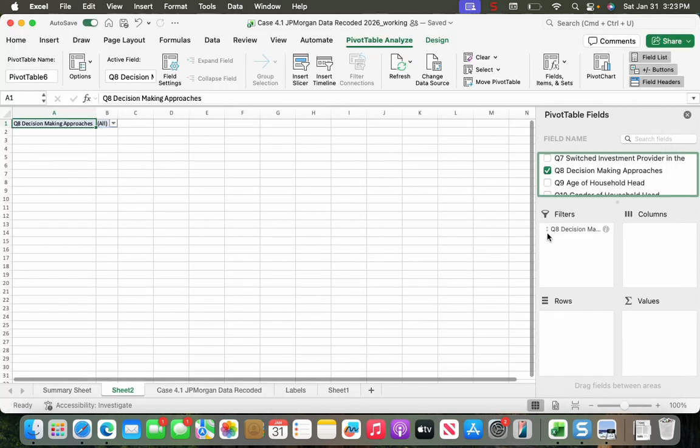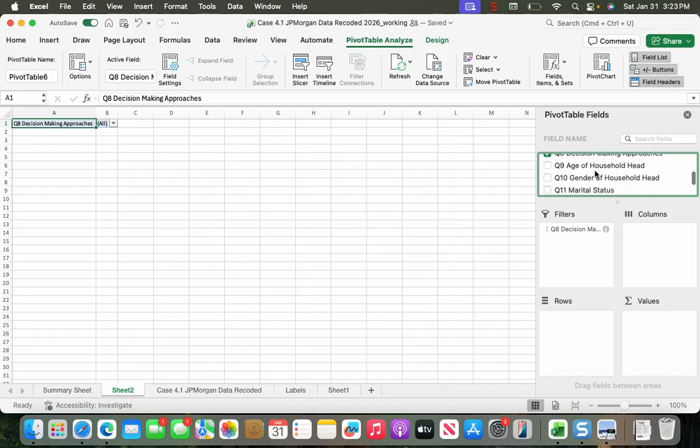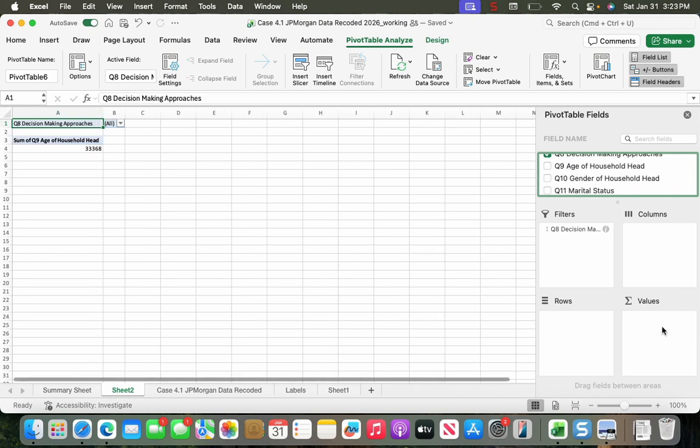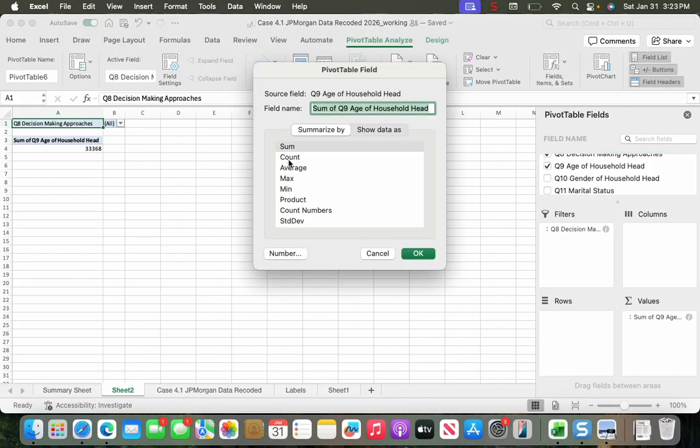Once you've pulled that in, you can select from any of the variables below, 9 through about 16. The definitions of what these are, and the selections of what they are, are included in the PDF of the survey, which gives the questions, and you also have the questions on the front sheet. So let's look at age of head of household. We're going to pull that into values. And it summed it, so we want to change that by clicking here to count.